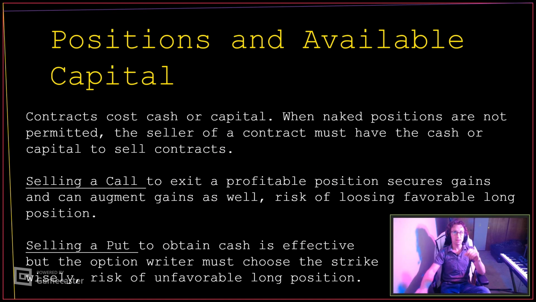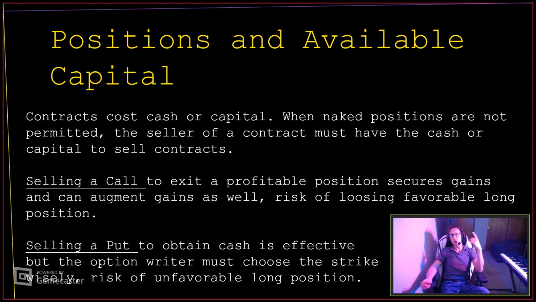Now let's talk about positions and available capital. Contracts cost money, or capital. Now, naked positions are no longer permitted in most retail brokerage accounts. So if you're going to sell a contract, you have to have that cash or that capital on hand to be able to fulfill that contract should it be exercised.